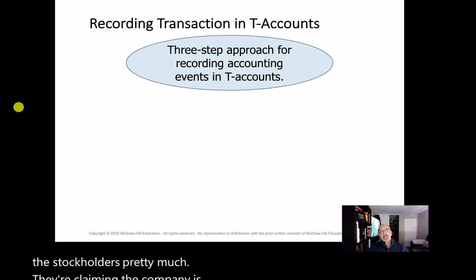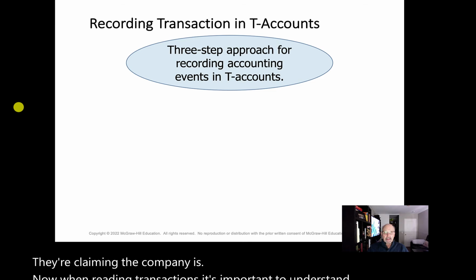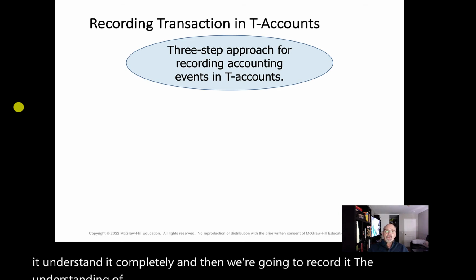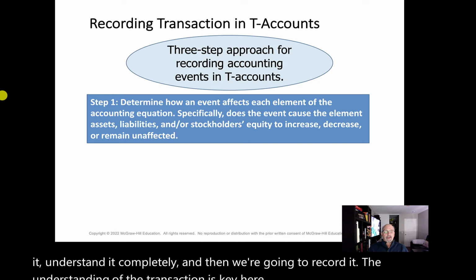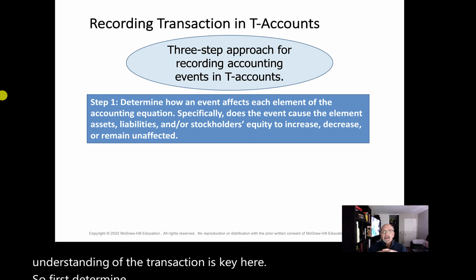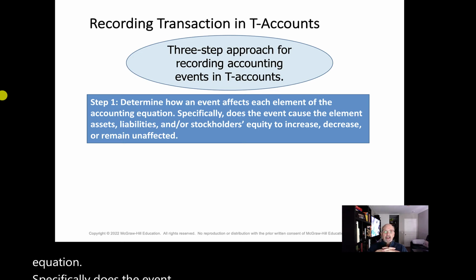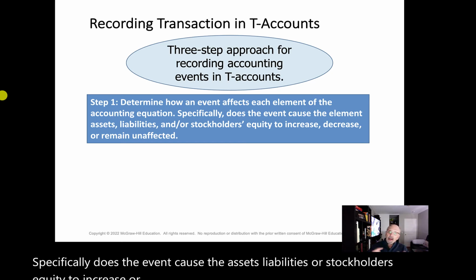Now, when reading transactions, it's important to understand that you read it, understand it completely, and then we're going to record it. The understanding of the transaction is key here. So first, determine how an event affects each element of the accounting equation. Specifically, does the event cause the assets, liabilities, or stockholders' equity to increase or decrease, or remain unaffected? That would be an NA in our horizontal model.